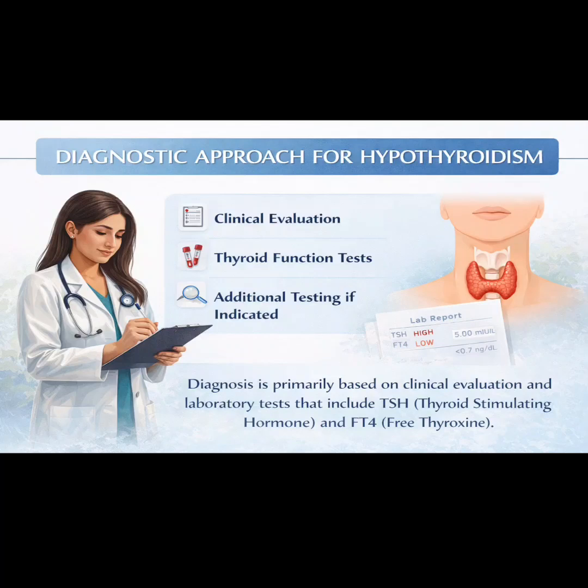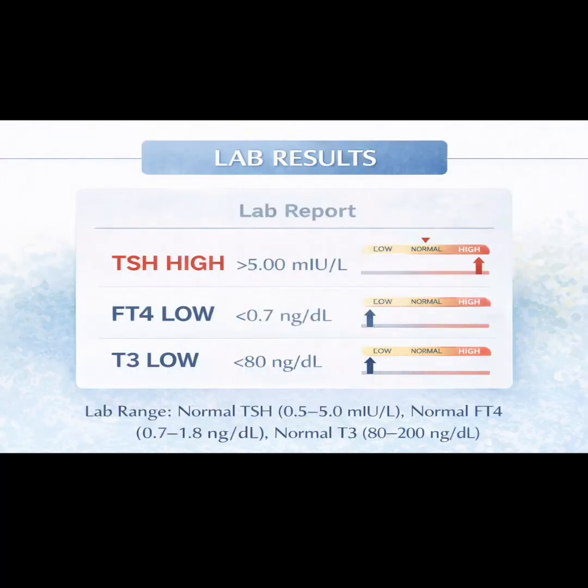Now we'll talk about the diagnostic approach for hypothyroidism. The most important test for it is the thyroid function test. In lab reports, we commonly see TSH levels above the normal range, T4 levels below normal, and in some cases, reduced T3 levels. These investigations help confirm the diagnosis and monitor treatment response over time.